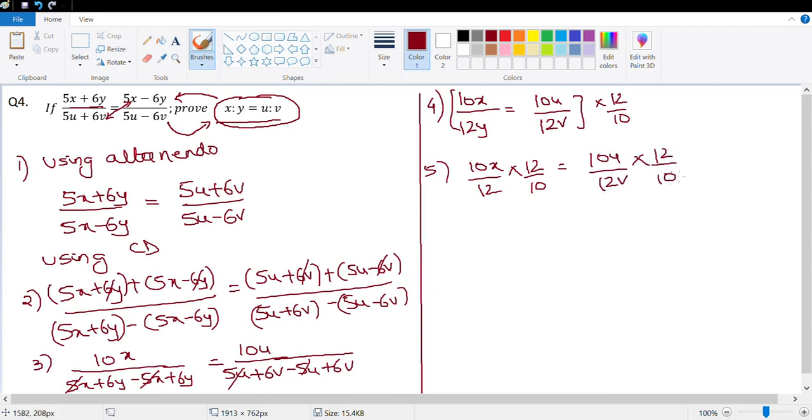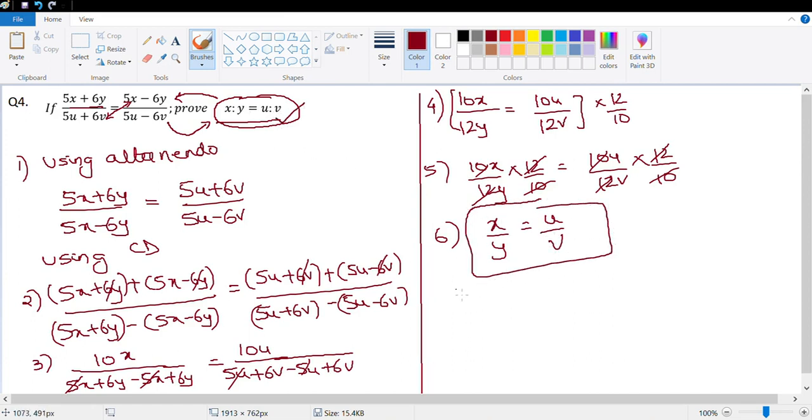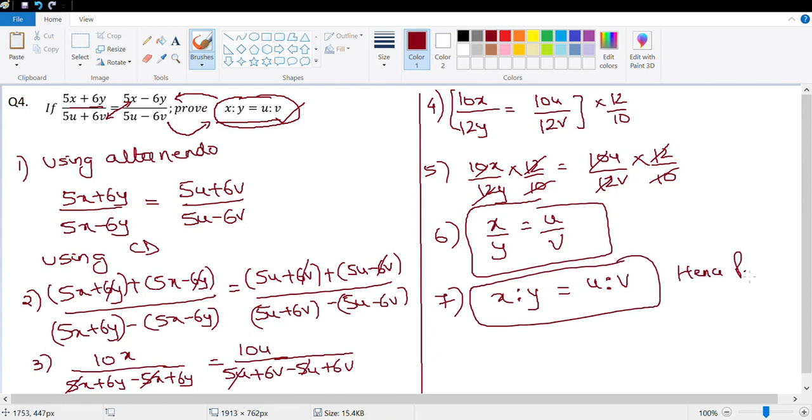10 and 10 gets cancelled, 12 and 12 gets cancelled. And what we are left with is x upon 12y, sorry, x upon y is equal to u upon v. That's what they wanted us to prove, but they want the answer in the ratio form. So we need to write our answer in the ratio form. Therefore, x is to y is equal to u is to v. Hence proved. Again, I hope you realize there is only one property which we keep using again and again, alternando or invertendo.